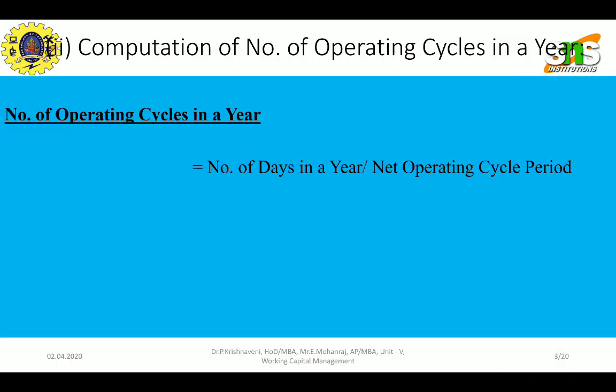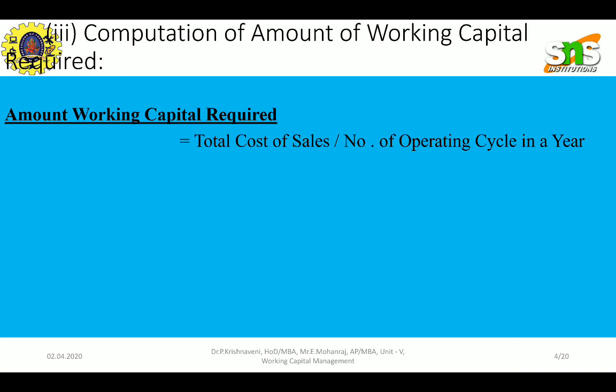Then let's go for the second thing we want to find out: computation of number of operating cycles in a year is equal to number of days in a year divided by net operating cycle period. The third thing is computation of amount of working capital required, which is equal to total cost of sales divided by number of operating cycles in a year. These are the three things we want to find out in this particular problem.